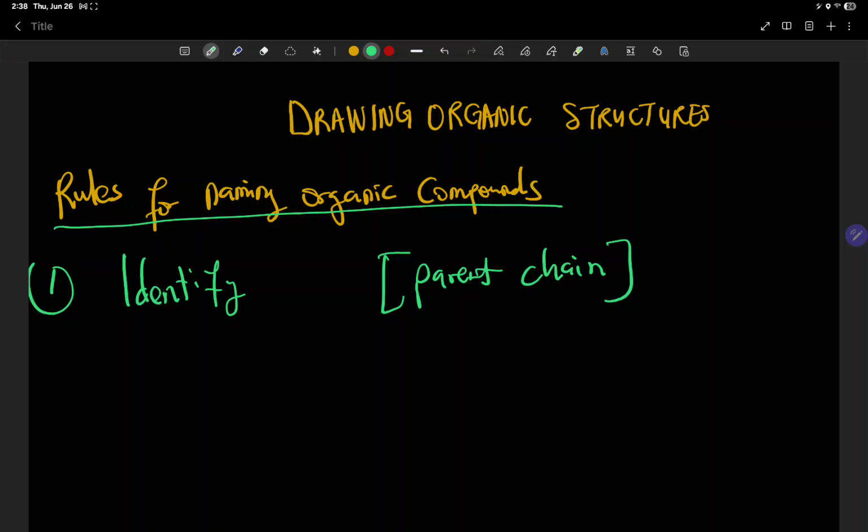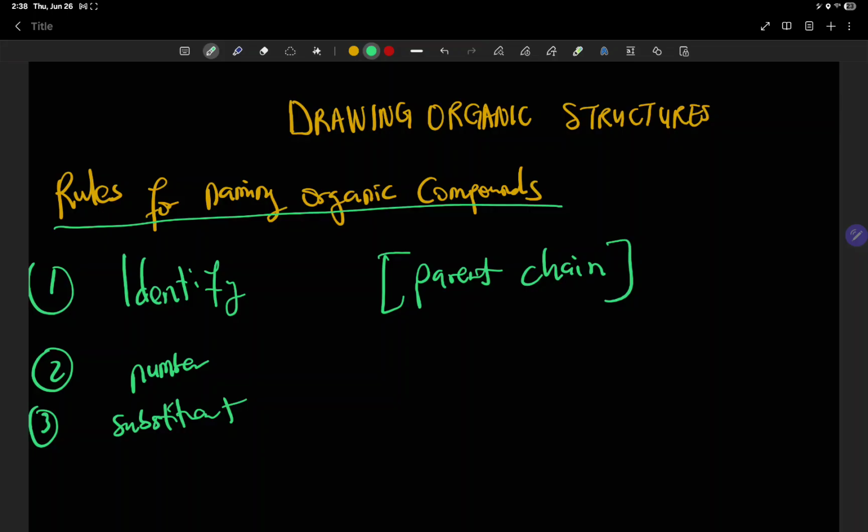After identifying your longest carbon chain, the next thing is you number them. You number the carbon chain which you have chosen. After numbering the carbon chain from both ends, the next thing to do is you identify if there are substituents. Identify if there are what? Substituents.